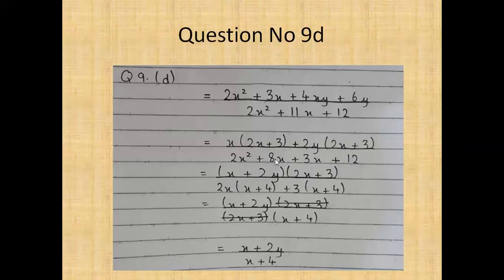From these two, you can say 2x is common, so you are left with x plus 4 inside the bracket here. And from these two, 3 is common, so x plus 4 in the bracket. Upstairs you will have x plus 2y, 2x plus 3. Downstairs, you can take x plus 4 common, and you will have in the other bracket 2x plus 3. So this and this cancel. You are left with x plus 2y divided by x plus 4.